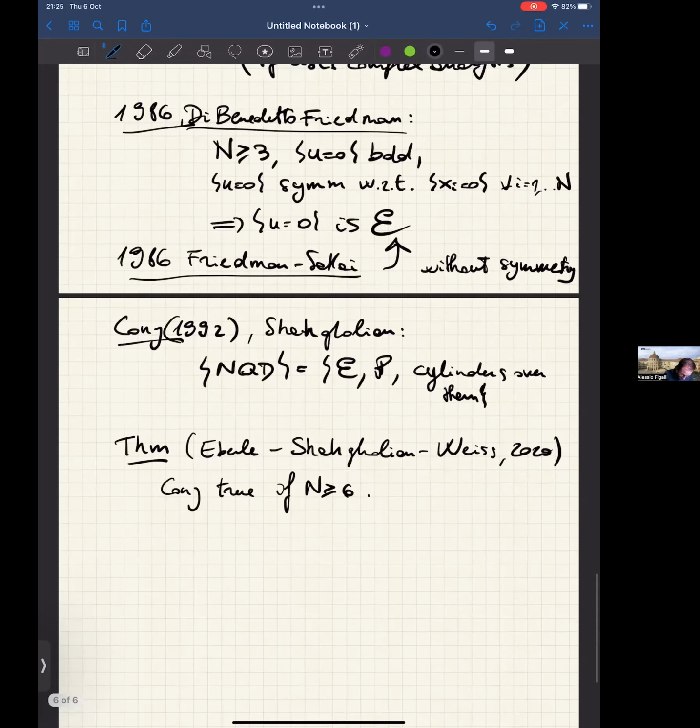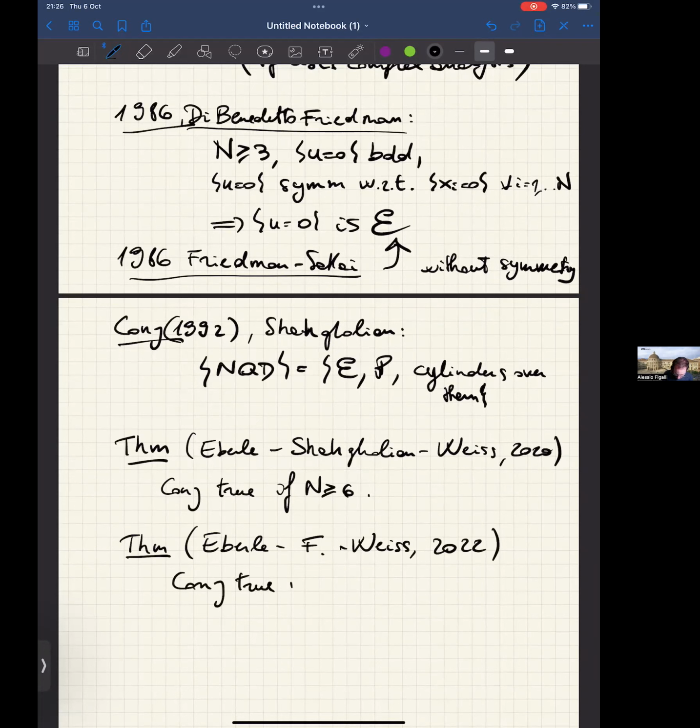And finally, just very recently, with Eberle, myself, and Weiss, in 2022, we proved that the conjecture is true if n is greater or equal than 3, which closes the story because, thanks to Sakai, the case n equal 2 is done. Okay, so this is the statement.